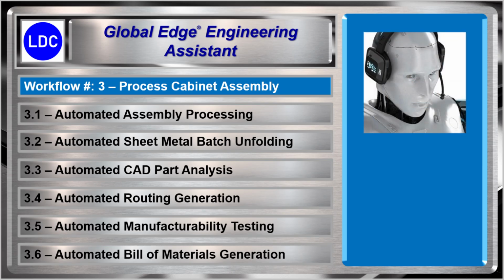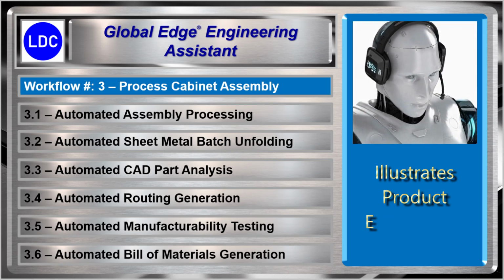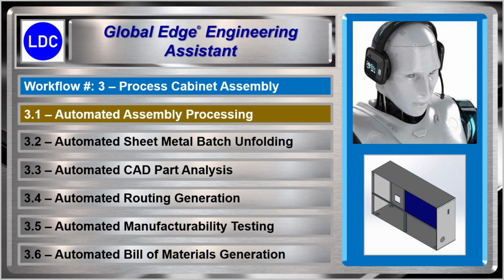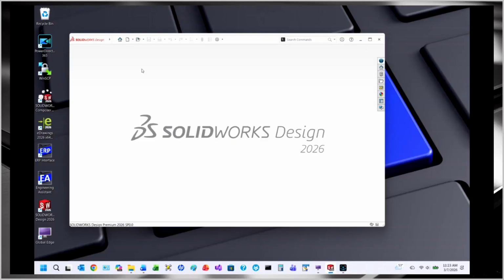Process cabinet assembly is a workflow scenario designed to demonstrate the steps involved in processing a SolidWorks CAD model assembly and prepare information for manufacturing and the shop floor. This step illustrates the automated processing of SolidWorks CAD model assemblies to help automate the product engineering process.